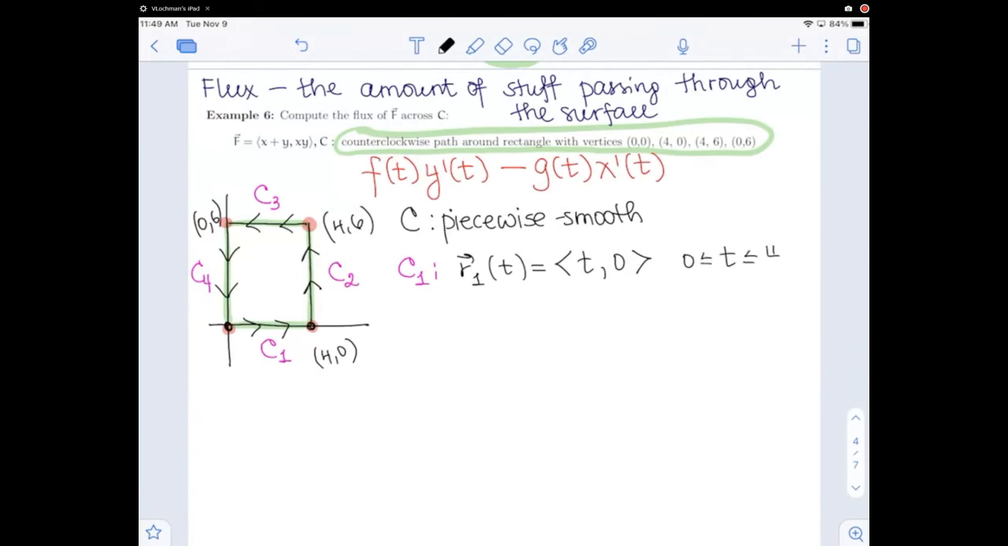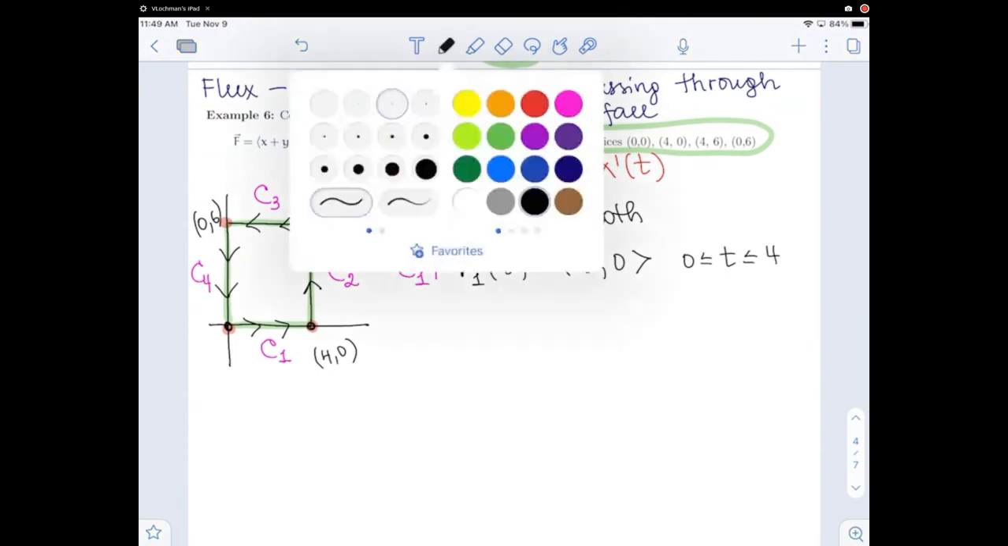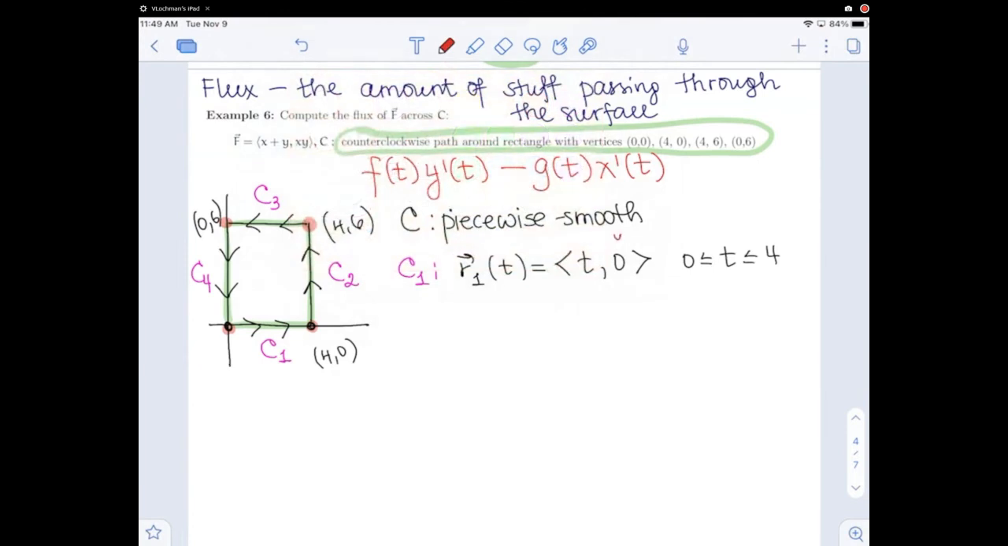That's our R1. Now we need to apply this formula that I have in red. This is your y and this is your x. Let's keep that in mind. So now we can apply our formula to compute that quantity. So f of t, what is f of t?